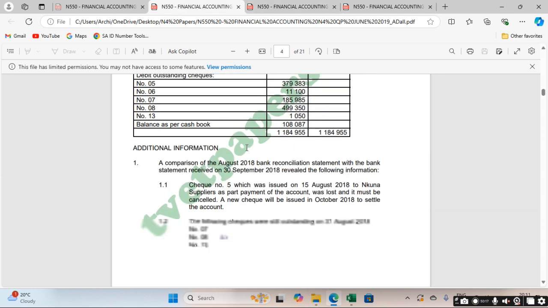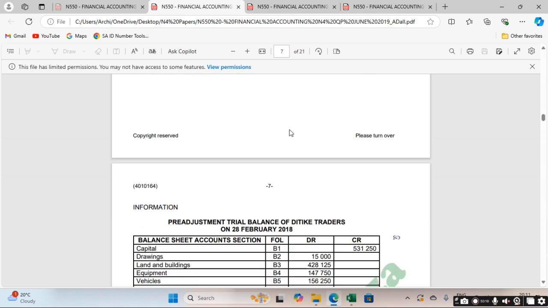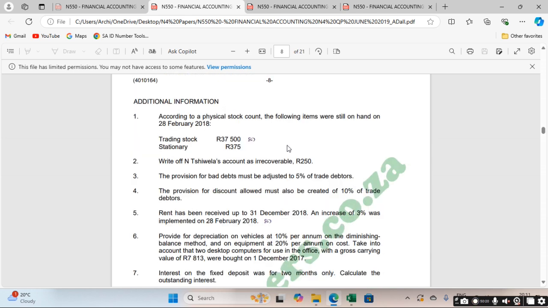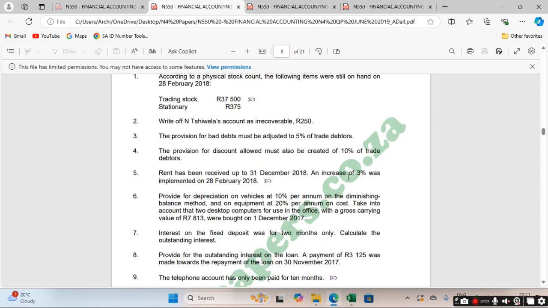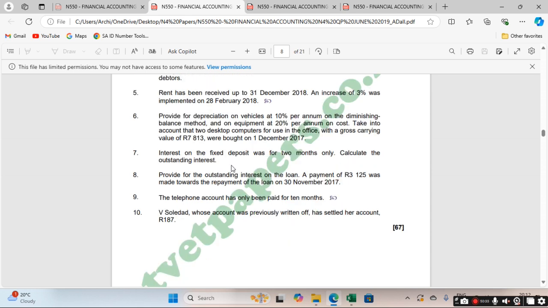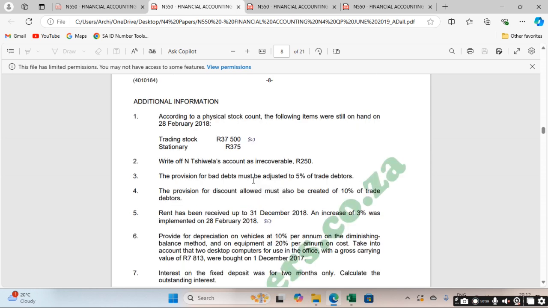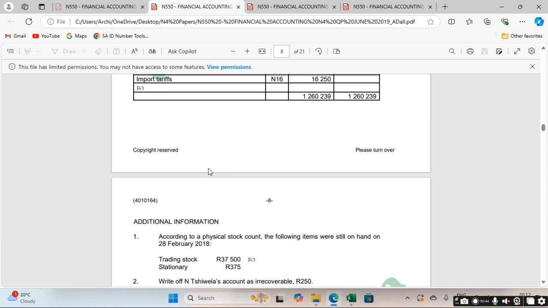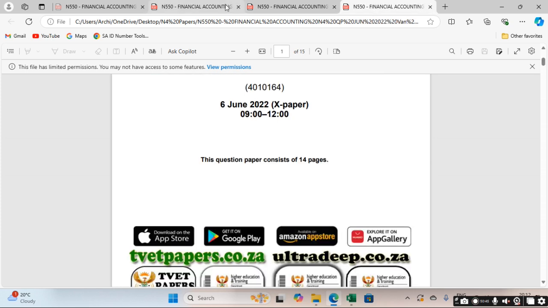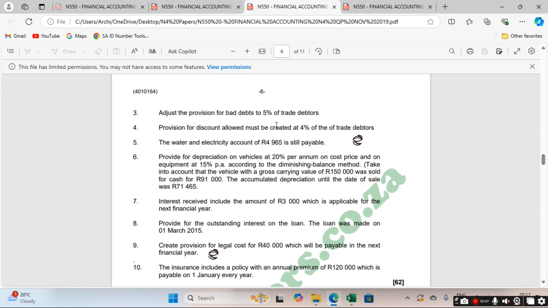Income statement. Okay. Rent has been received, increased by 3%, implemented. Okay, I'll do this. Rent, and fixed deposit, calculate outstanding. So I'll do this question paper also. Next I'll be doing this question paper and this question paper. They are going to be our main focus. This question paper I'll just be doing a few transactions, 2-3 transactions from there.